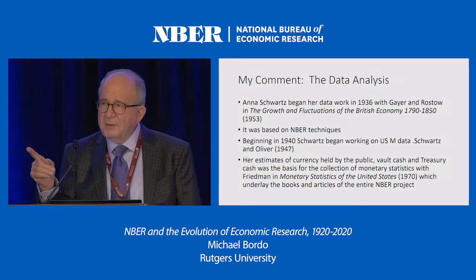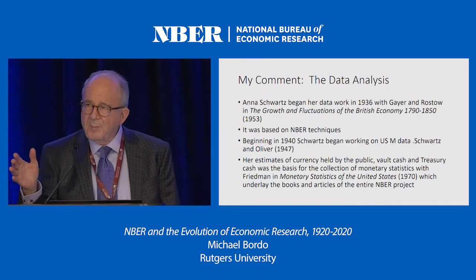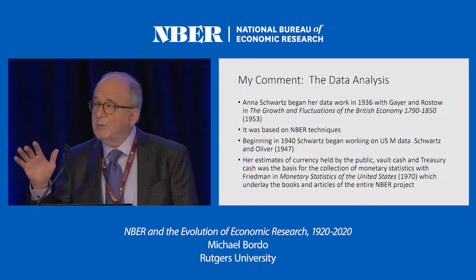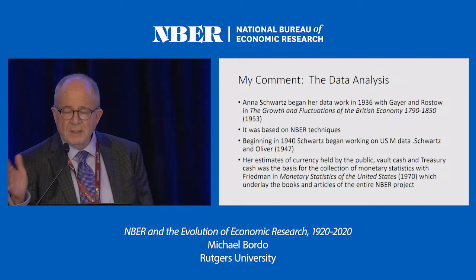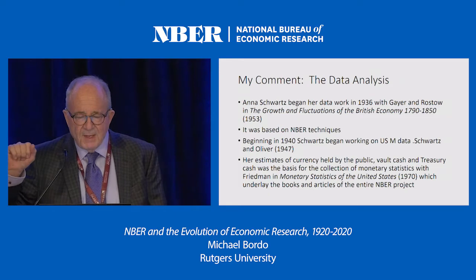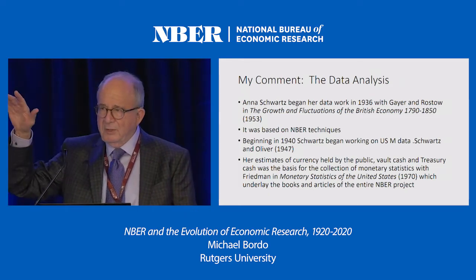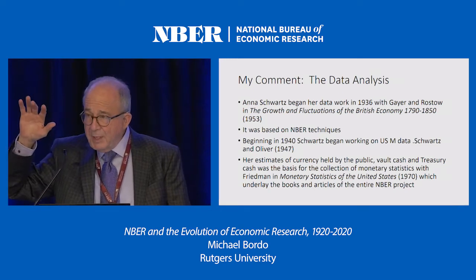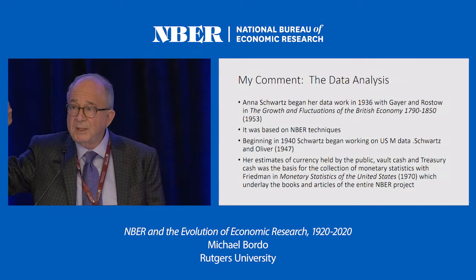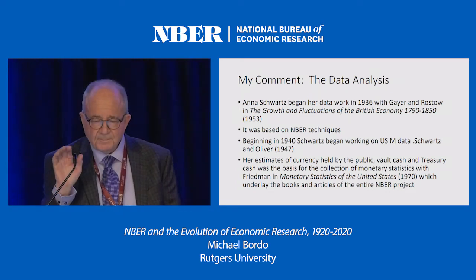And she began her data work in 1936 in a book by Arthur Gayer and Walt Rostow called The Growth and Fluctuations of the British Economy, 1790 to 1850. This was published in 1953. And the book was based on NBER techniques, so it was a predecessor to what came out. It was not an NBER book, but it was using the Burns and Mitchell techniques. Remember, Anna was a student of Arthur Burns.